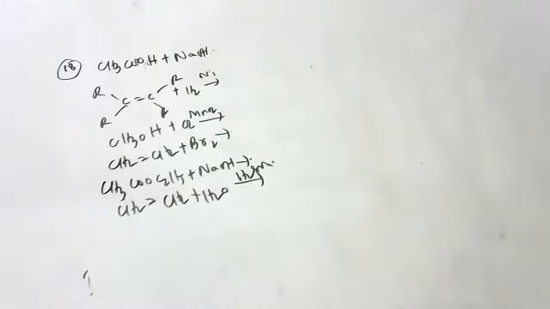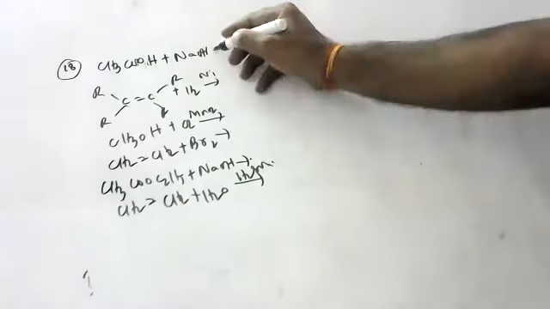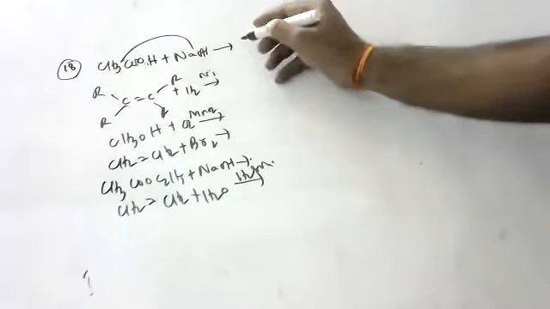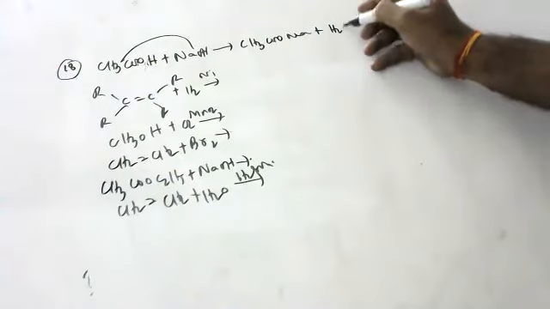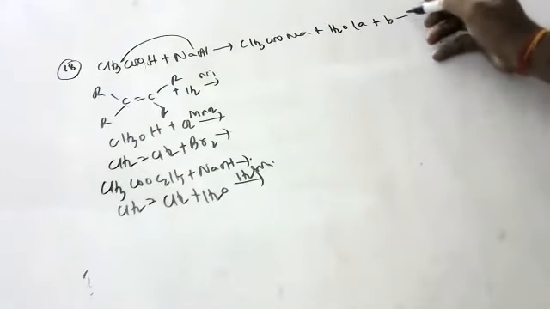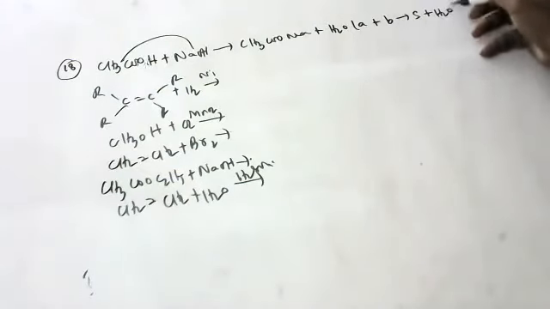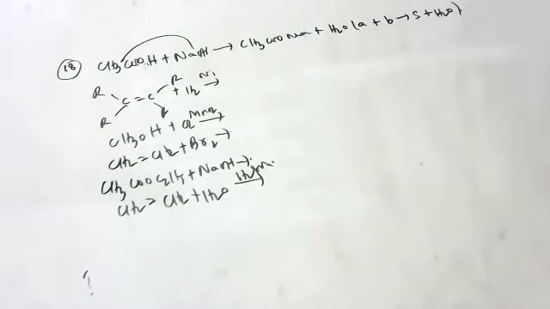Now let's discuss these reactions. If you remember, what is the name of the first reaction? Acetic acid plus NaOH gives CH3COONa plus H2O. Acid plus base gives salt plus water. It is a typical neutralization reaction.